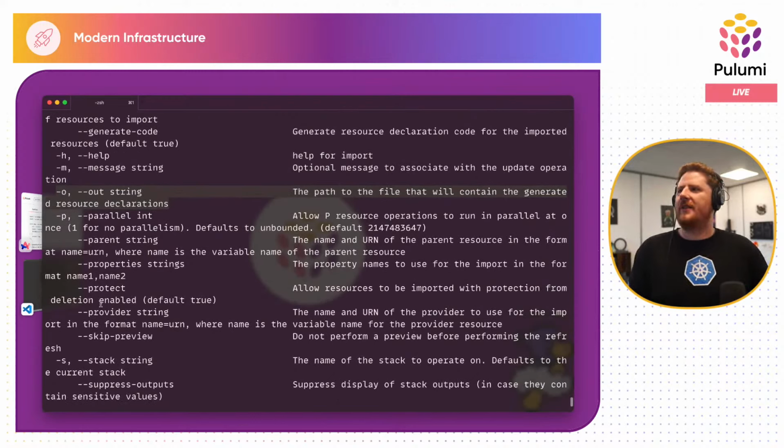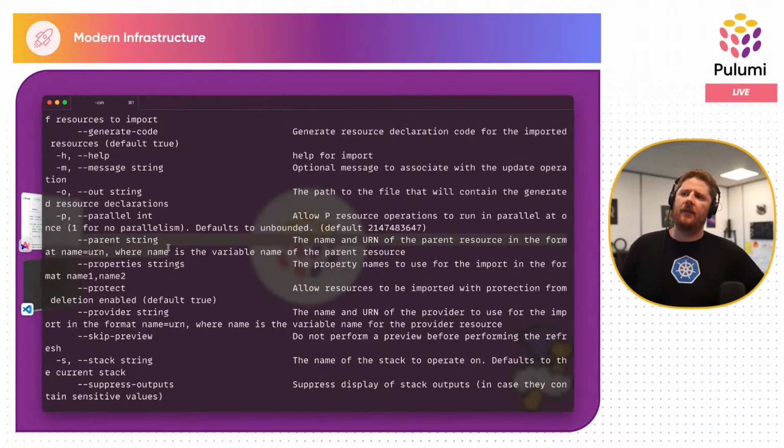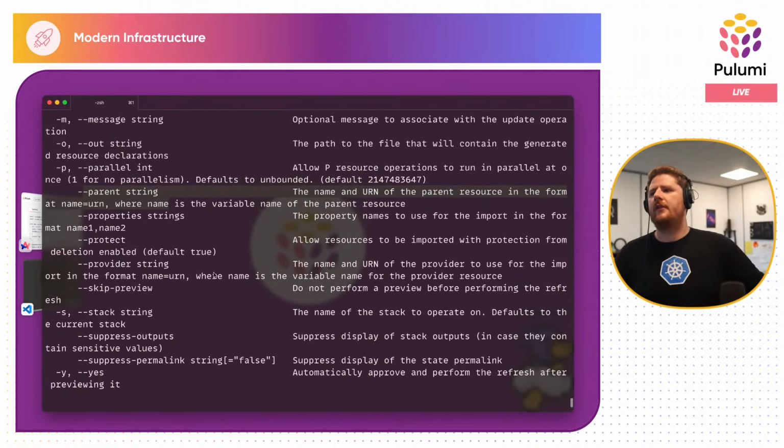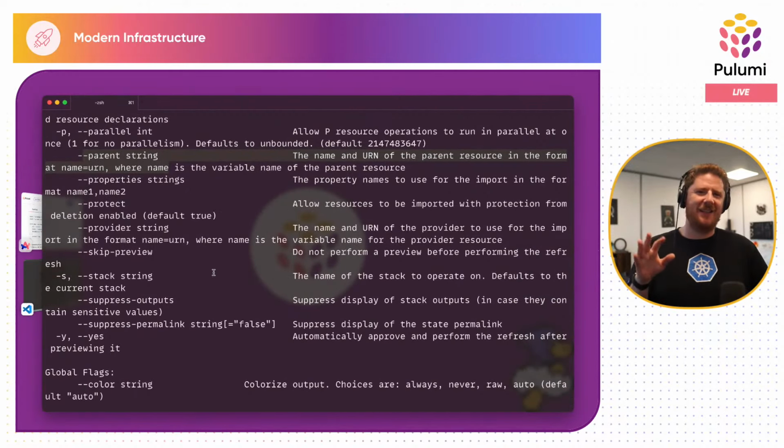And there's a few other options here, especially if you're importing database things or stuff that you consider mission critical. Then make sure that you mark these as protected. And if you need to change any properties, there's flags for that. If you want to build a parent or a hierarchy of resources, you can do that too. There's lots of abilities on the Pulumi import command.